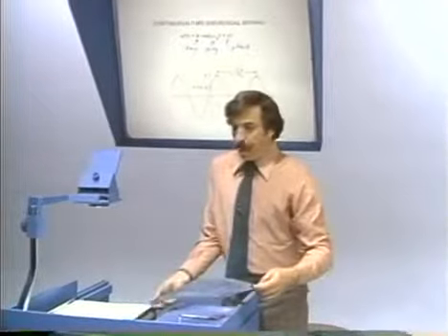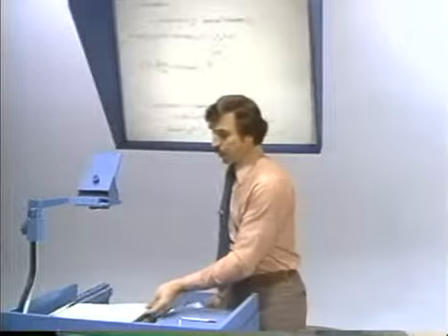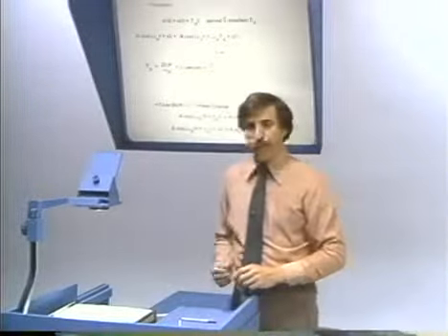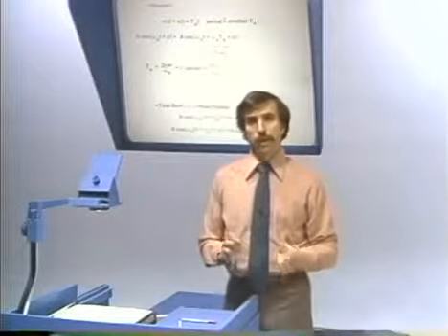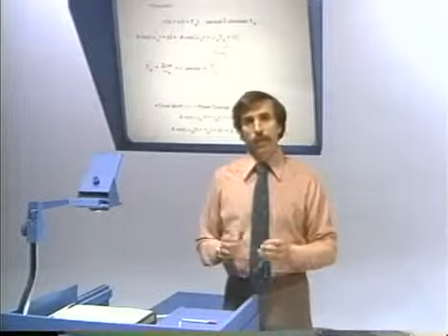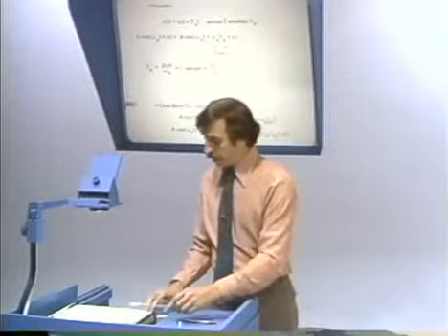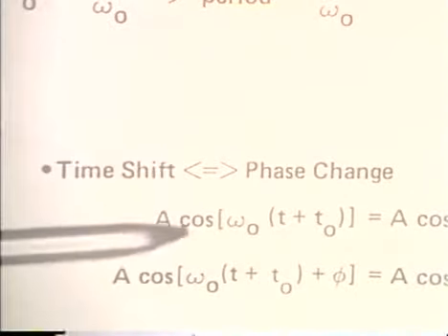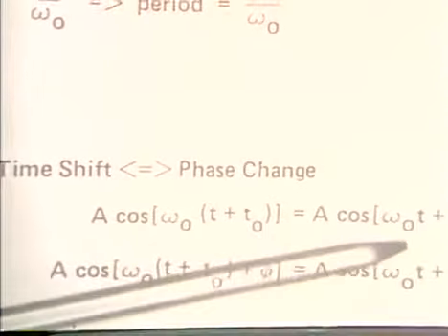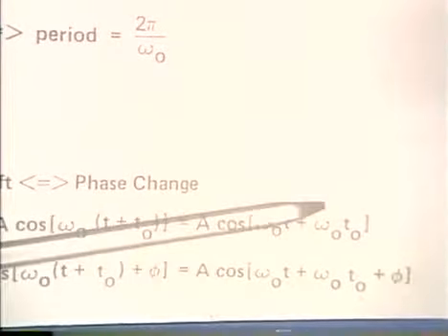Now, in addition, a useful property of the sinusoidal signal is the fact that a time shift of a sinusoid is equivalent to a phase change. And we can demonstrate that again mathematically. In particular, if we put the sinusoidal signal under a time shift, which I've indicated by small t0, and expand this out, then we see that that is equivalent to a change in phase.